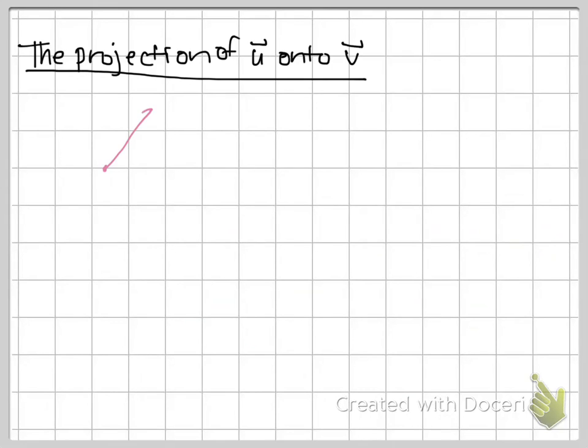Alright, the last thing I want to talk about from this section is the projection of u onto v. Given two non-zero vectors u and v, imagine taking another vector parallel to v, sort of above u, something like this, and shining a light from that vector onto v. What would the shadow of u look like on v?